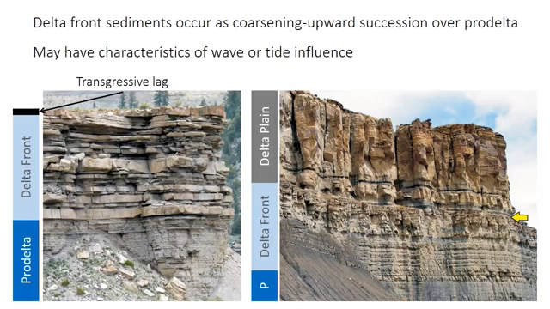So this means that the prodelta will be overlain by delta front sediments. And because the delta front is more proximal, it's closer to the source, it's shallower water, it's also coarser grained on average. So as a result, delta successions are pretty much always coarsening upward successions. In the delta front, because it's above wave base, there may be some signals of wave or tide influence. You might see some sedimentary structures like wave ripples or bidirectional crossbeds depending on the type of delta.